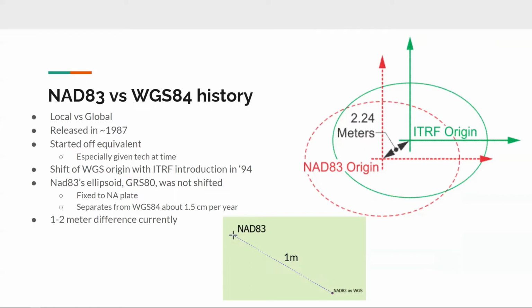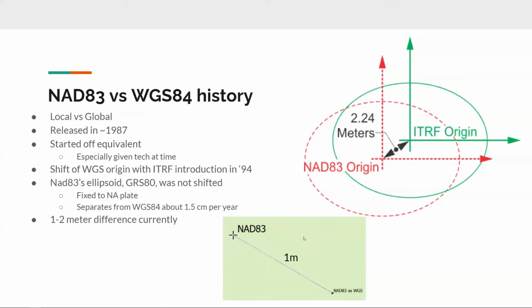They were both released in about 1987, and they started off as equivalent. There was really no conversion required originally, just like WGS and ITRF now, especially given the technology at the time, when accuracies were lower. Then ITRF was introduced, shifting this reference frame about 2.24 meters, because they discovered the center of mass was slightly different. That's what ITRF refers to, this new center of mass. The original ellipsoid, GRS 80, was not shifted, and it's also fixed to the North American plate. So not only do we have that initial offset of 2.24 meters, it is also separating by about a centimeter and a half or so each year. If you look at this bottom image, you can see this is the same exact coordinate plotted.